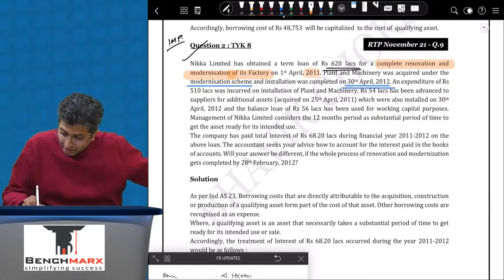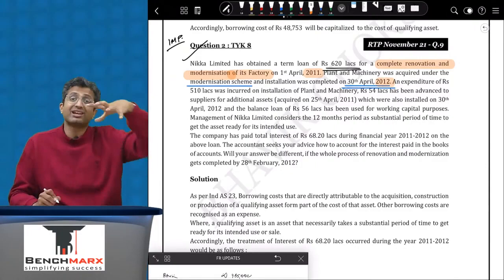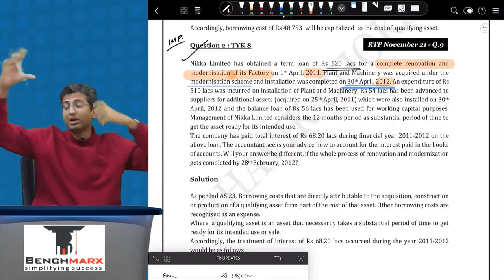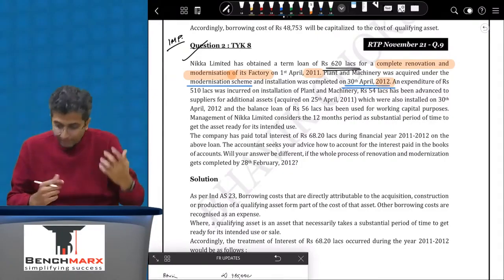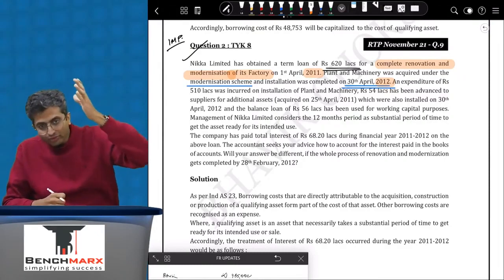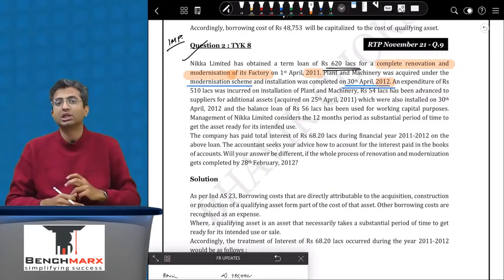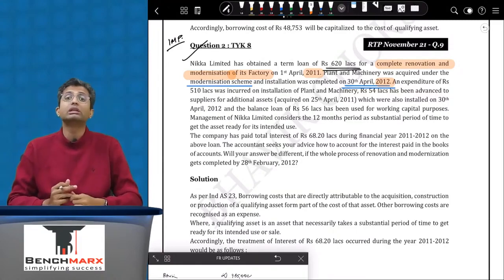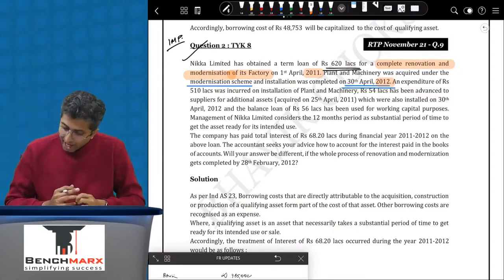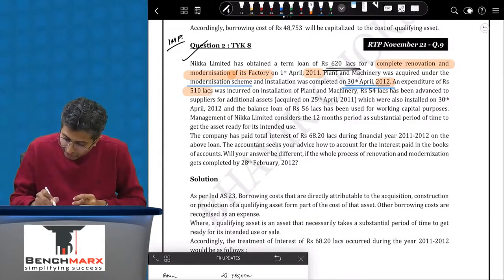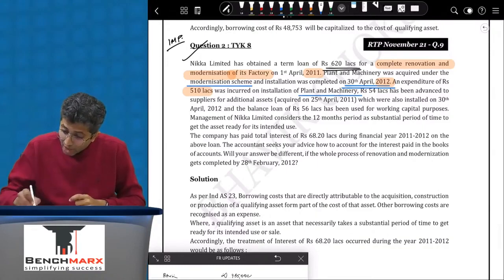Mind you, look at the years. This is 11 when the loan was taken, and you have acquired the plant, but the renovation exercise took so much time that it was fully installed after doing all the necessary changes on 30th of April 2012. That is a good 13 months later. An expenditure of 510 lakhs was incurred on installation of plant and machinery. Okay, so the loan was 620, out of which 510 was for the plant and machinery.